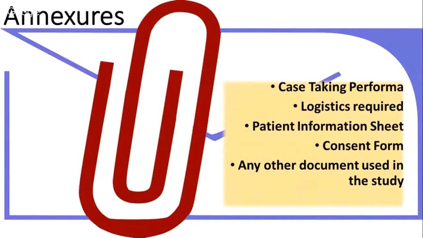At the end of the trial protocol, we must annex the case taking proforma, the logistics required, the patient information sheet, the consent form, or any other document used in the study. Basically, this section contains all the proformas, all the logistics, all the sheets which you are referring to in your research, and that must be approved by a committee.